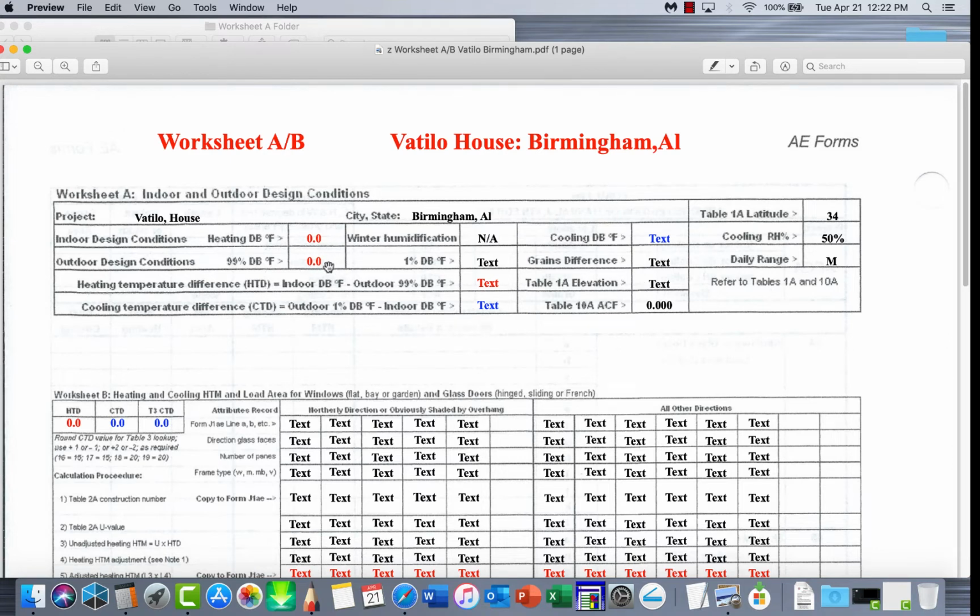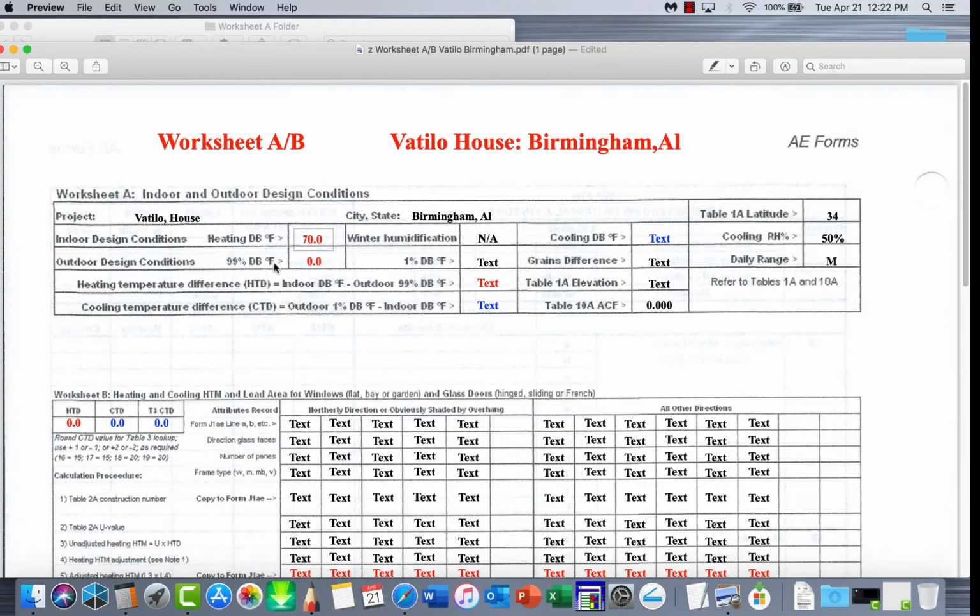Now, to help you out, the numbers in red represent things that are heating, and the things in blue represent cooling. So we'll just start with this. Indoor design conditions, heating dry bulb. This is the number that you want your house's internal temperature to be in the wintertime, or in the heating season. So this will be 70 degrees.